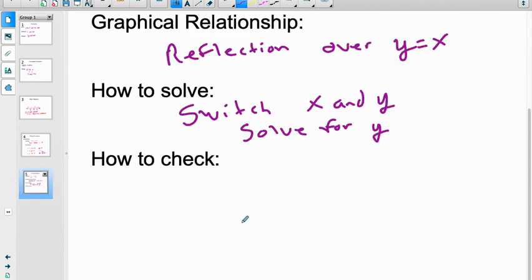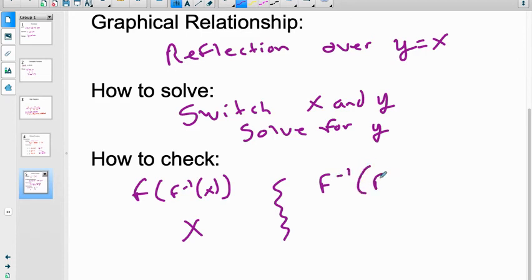And then you can check by using composite functions. If you take the inverse function and plug it into the original one, it should simplify out to x. Or if you take the original function and plug it into the inverse as a composite, that will also simplify to x. So that is how to check if you did the inverse correctly.